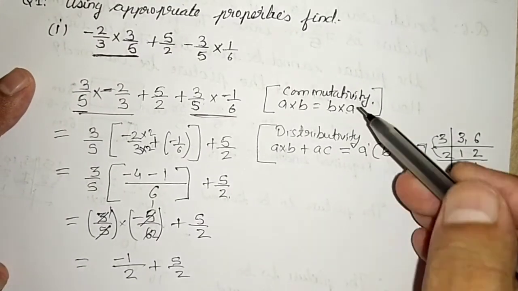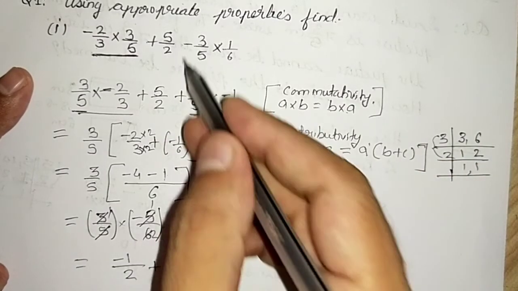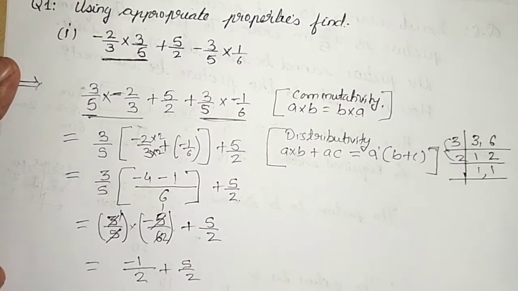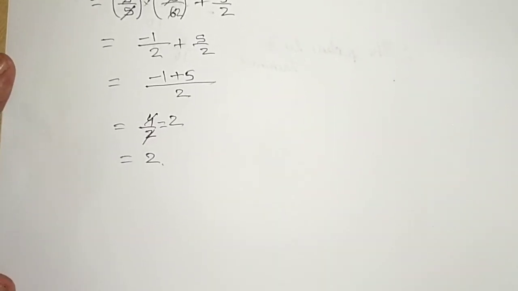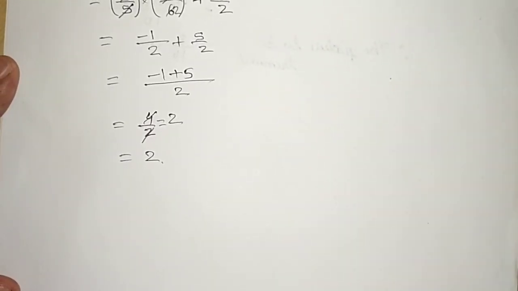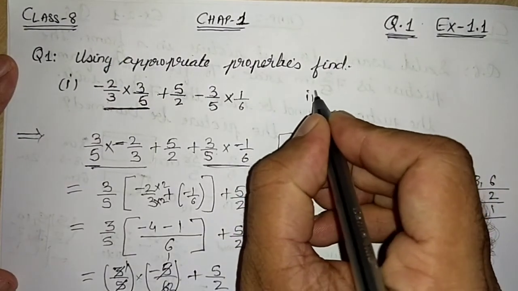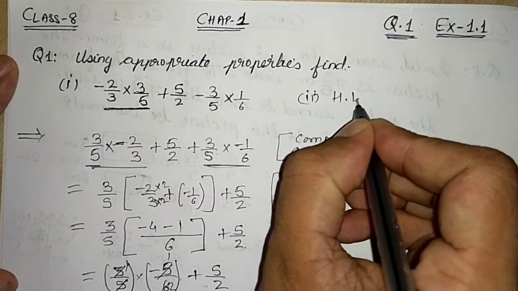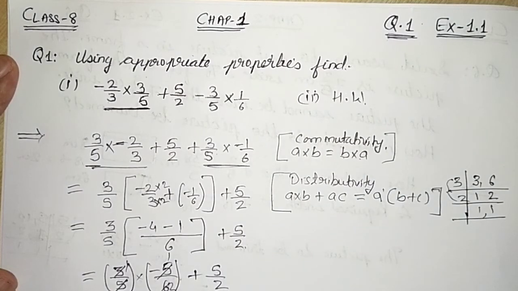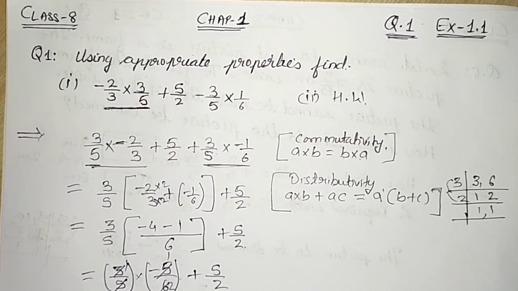Using two properties, we have made the calculation of this sum very easy, right students? Hope you have understood this part. The second part of this question will be your homework, students. You have to use those three properties only. You can solve it on your own.